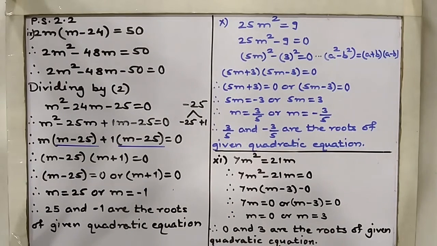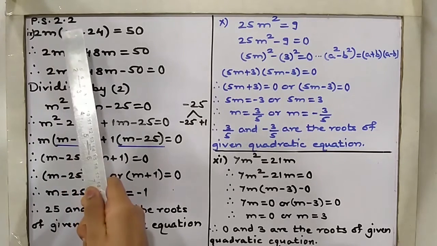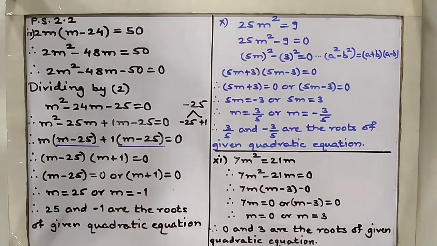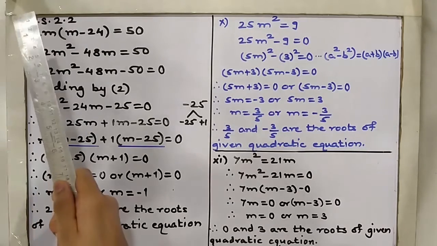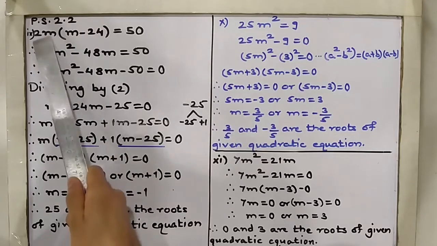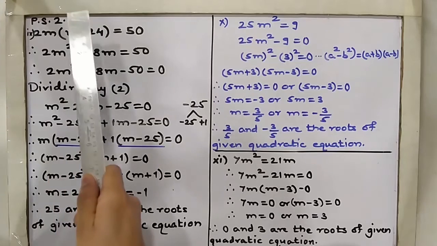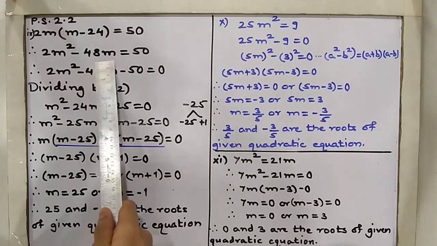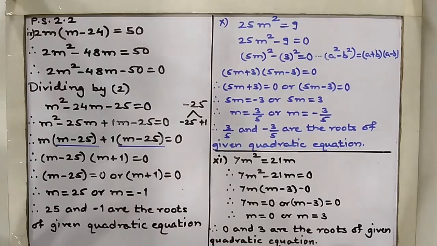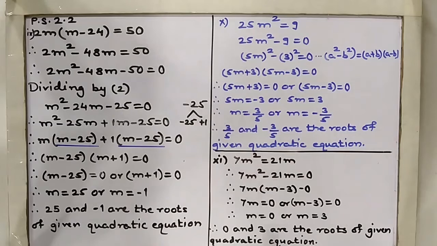Practice set 2.2. Solve the quadratic equation by factorization method. This is question number 9 and the question is 2m into m minus 24 is equal to 50. So first we'll multiply 2m with the bracket m minus 24. 2m into m is 2m square. 2m multiplied by minus 24 is minus 48m is equal to 50. So we get 2m square minus 48m is equal to 50.